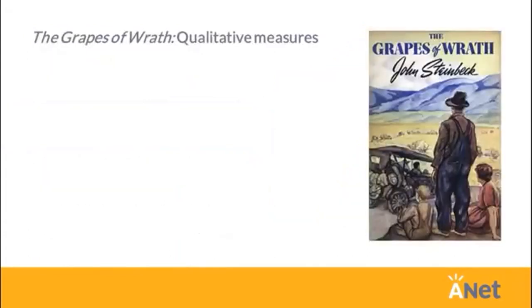As we mentioned, there are 4 qualitative elements that make a text more or less difficult for a student: purpose, structure, language, and knowledge demands. The qualitative measures of text complexity purposefully consider parts of the text that we may have overlooked in the past. Now let's think about where The Grapes of Wrath falls in terms of its qualitative complexity.